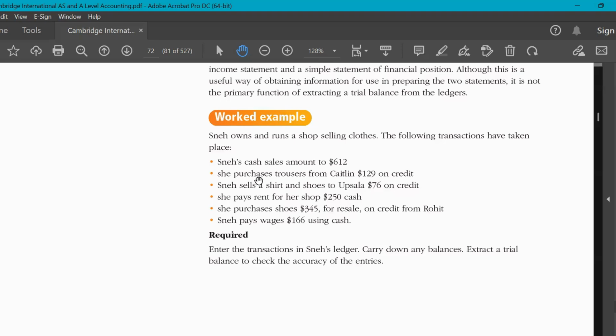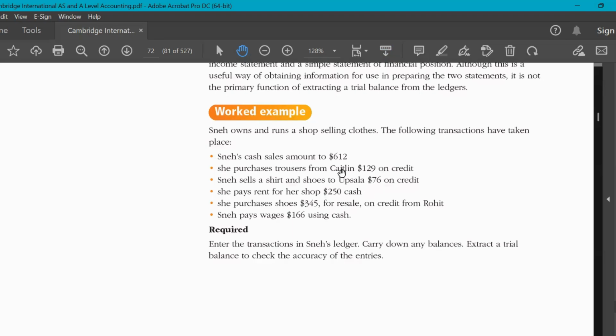So when you say purchase, you have bought trousers. So this purchases is what we call the expense, and all the expenses will be increased on the debit side. On the other hand, this one on credit is under Caitlin, and Caitlin is the creditor. So it's the liability. It's not an asset. So the liability increases. So again, the second part is the debit side will be the purchases as an expense because the expense increases. And the credit side will be Caitlin because you owe 129 to Caitlin.